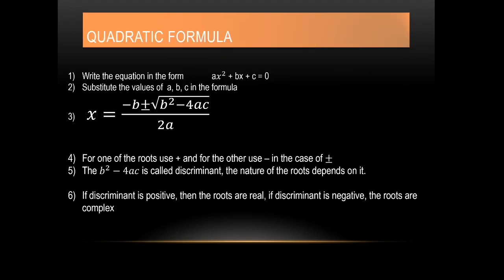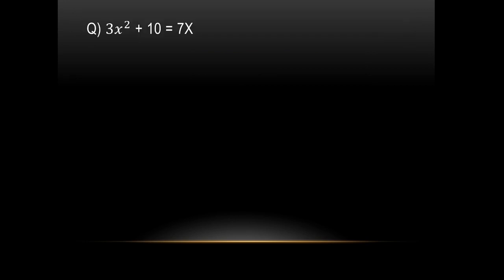So next we can use the quadratic formula. We should write the equation in the form of ax squared plus bx plus c here also. Then we should substitute the values of a, b and c inside this formula. For one of the roots use plus here and for the other use minus. And b squared minus 4ac is called the discriminant and the nature of the roots depends on it. That means if the discriminant is positive, the roots are real, and if the discriminant is negative, the roots are complex.